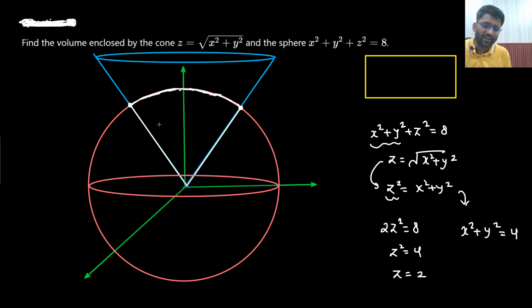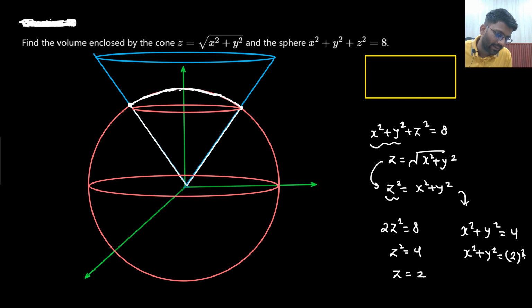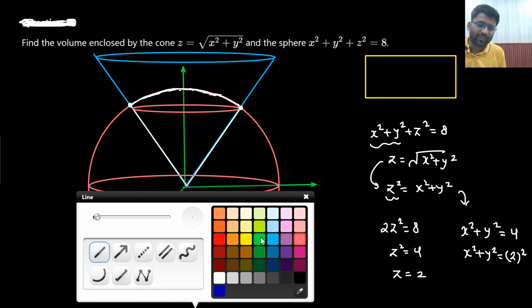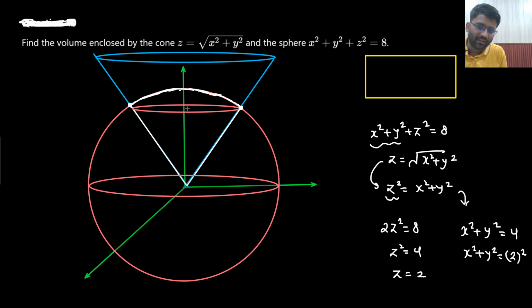So the circle that I made here would be nothing but having a radius of 2. Say yes or no? X square plus y square equals to 2 square. So this much length will be nothing but 2. Do you agree to this point? This length will be 2.